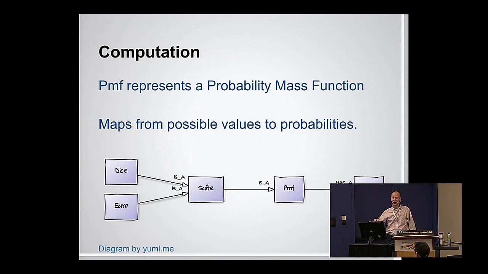It's basically a dictionary. And it's a dictionary where you look up one of the possible outcomes, and what you get is the probability of that outcome. So you can think of it as a map from possible values or possible outcomes to their probabilities. That is what a PMF is.